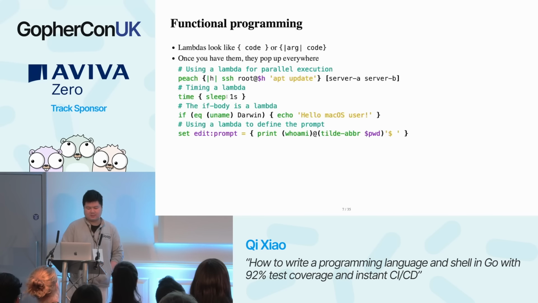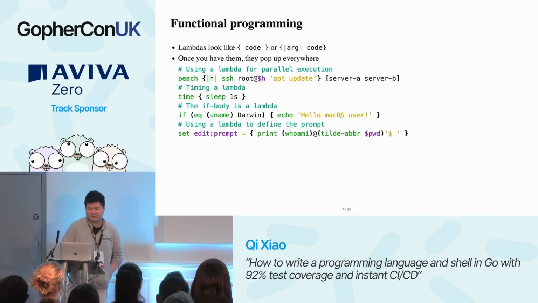And if you want to know how fast a piece of code runs, you can just pass it to the time command that tells you how long it runs. This runs in roughly 1 second, which should be no surprise. Control structures in Elvish also use lambdas. For instance, you can do something like this: if uname, which just gives you the operating system name, matches, it does something for Mac users. And prompts in Elvish are also defined using a lambda.